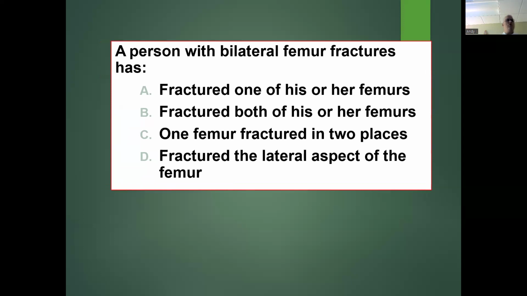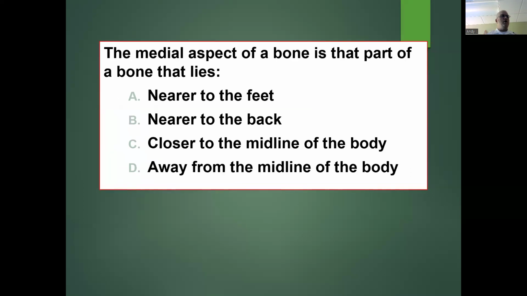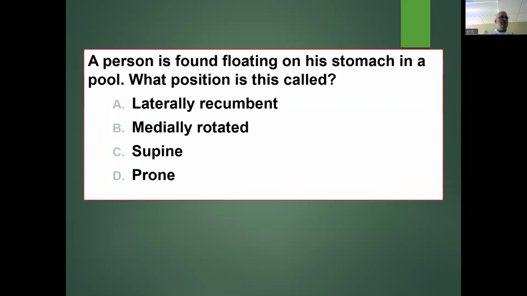A person with bilateral femur fractures has fractured both, because we're bilateral. So you should, if you've done your medical terminology, that's where that should have come from. There you go. The medial aspect of a bone is that part of a bone that lies. So medial, remember medial is midline towards the center of the body. A person is found floating on his stomach in a pool. If he's floating on his stomach in a pool, that is prone.